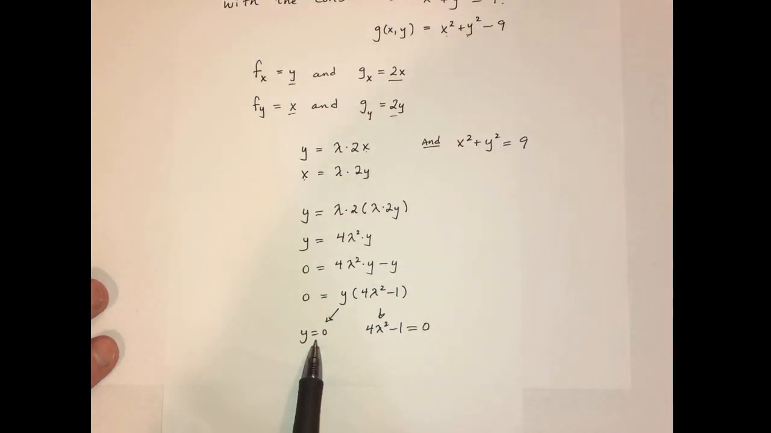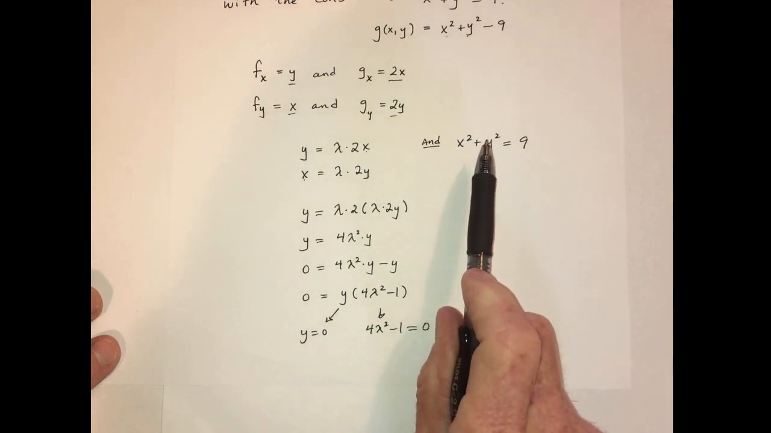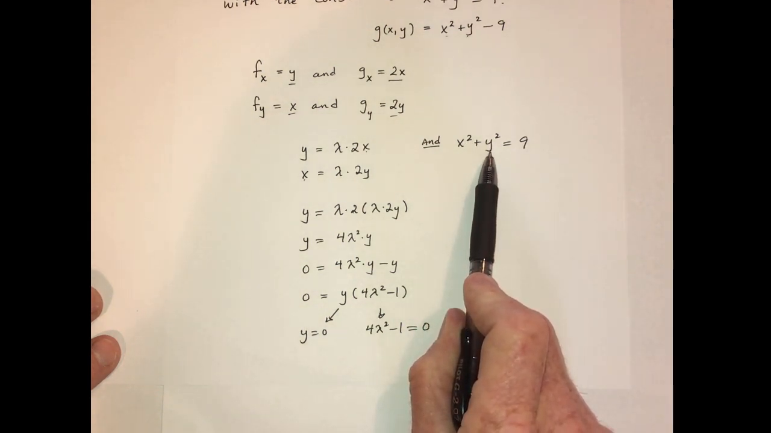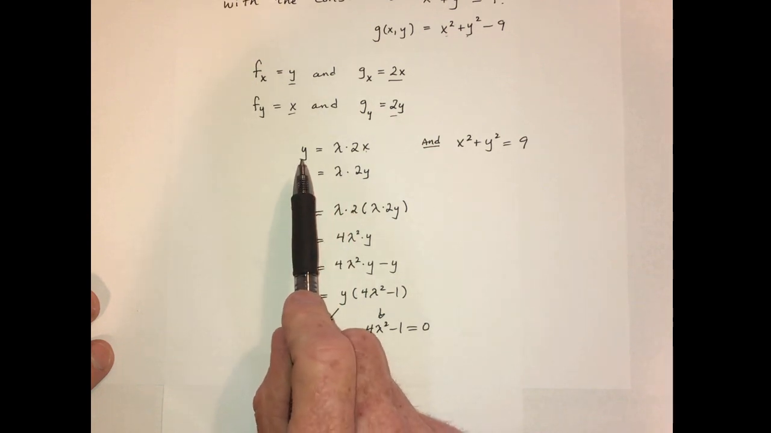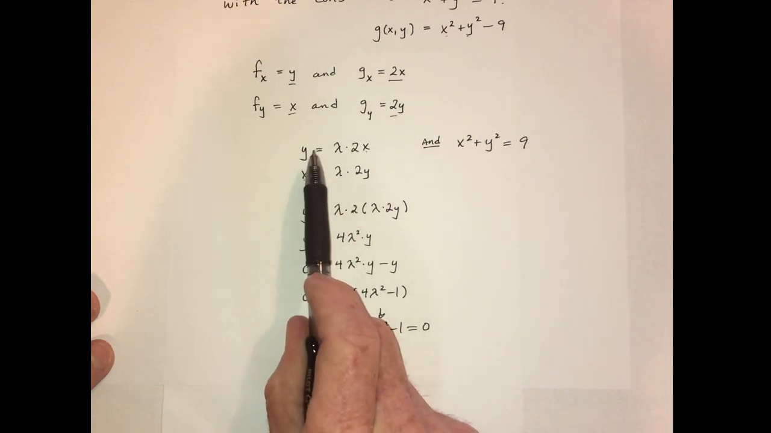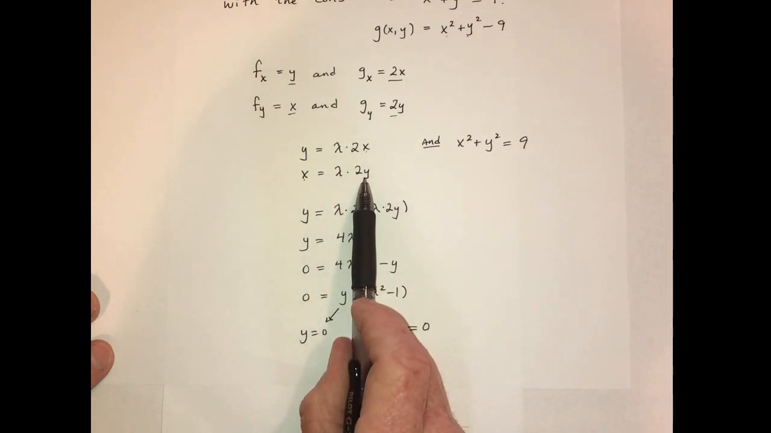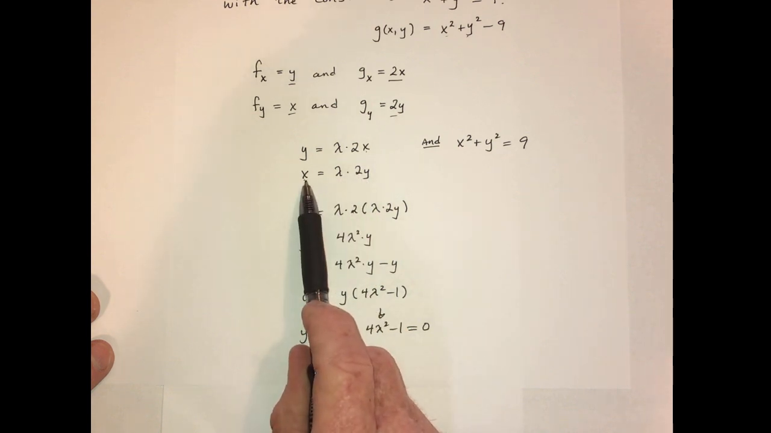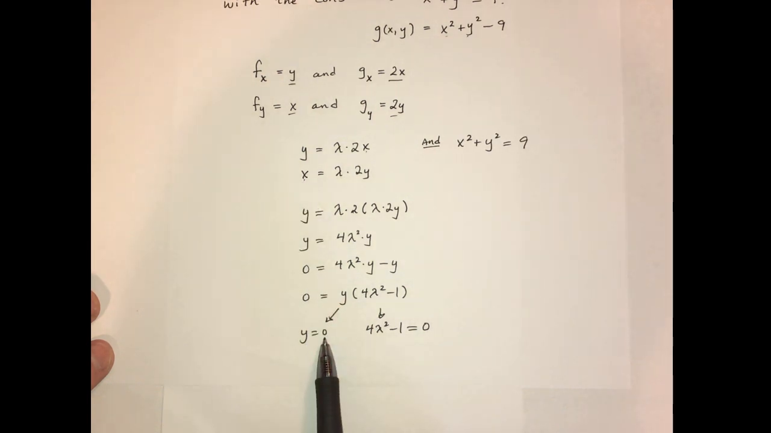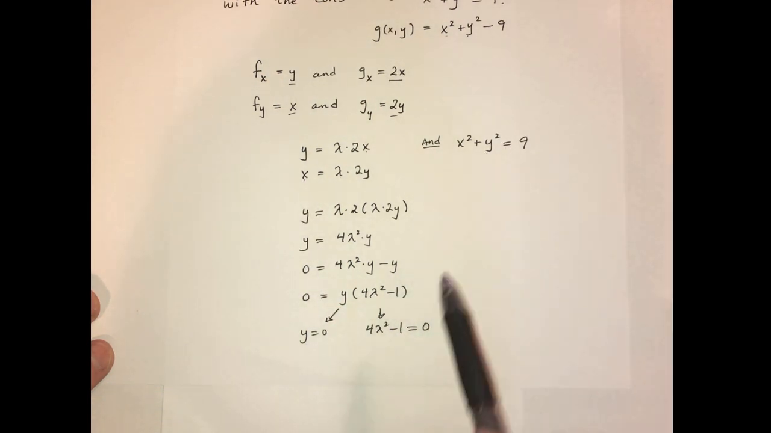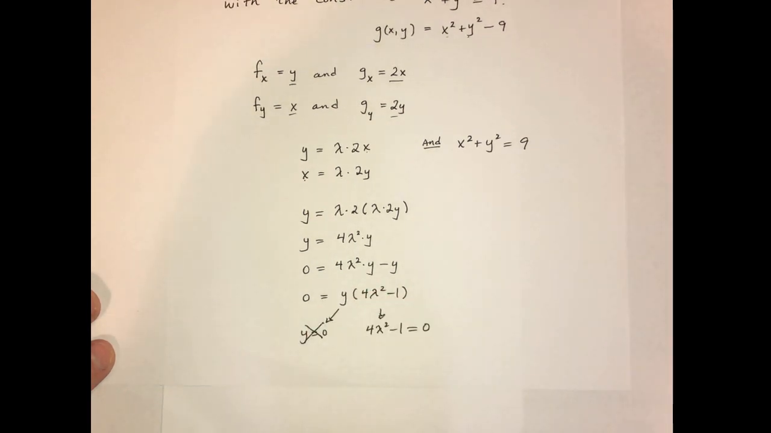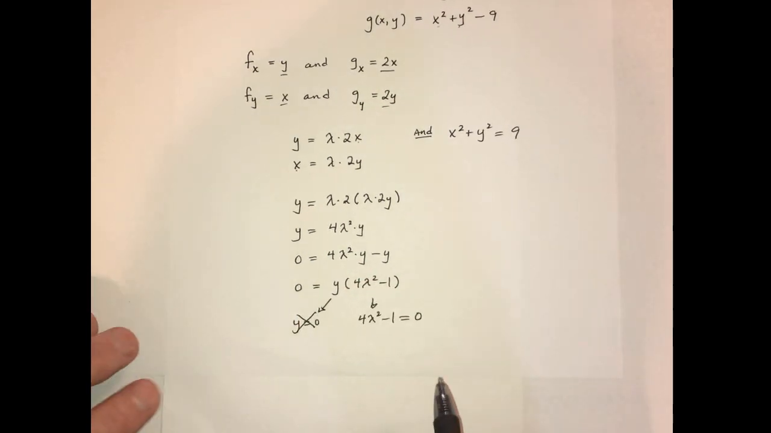Now, if y equals 0, then you plug that in over here, and then that means that x is equal to plus or minus 3. But we also have to take consideration of these. If y equals 0, that means that lambda times 2x equals 0. Also, if you plug in y equals 0, then this equation means x has to equal 0. And if x equals 0 and y equals 0, that is not a solution in here. So this is not possible. So this is all we have.